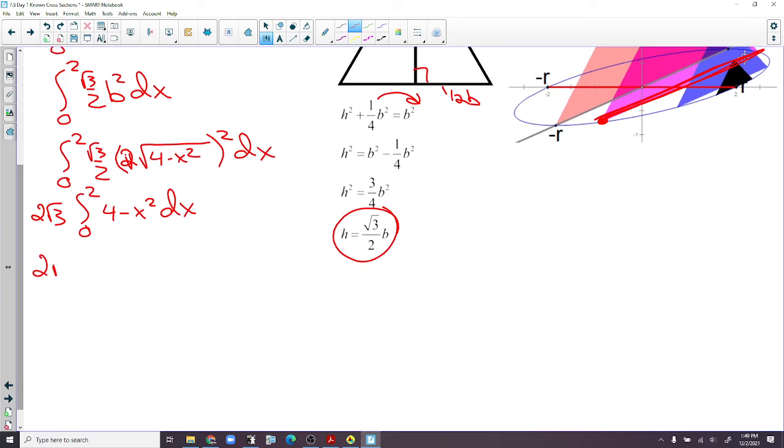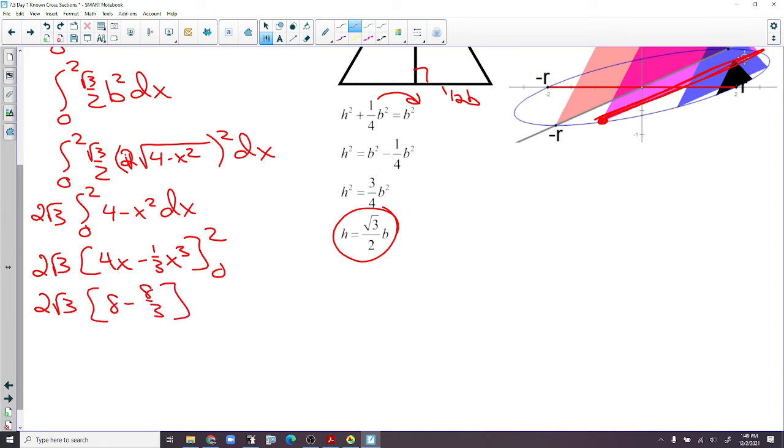All right, 2 squared of 3, 4x minus 1/3 x to the third. I think this is going to be the same thing as before. 8 minus 8/3. So 24/3 minus 8/3. 16/3? So 32 square root of 3 over 3.